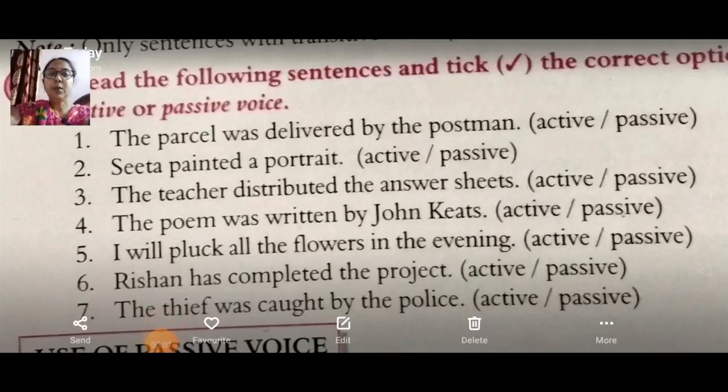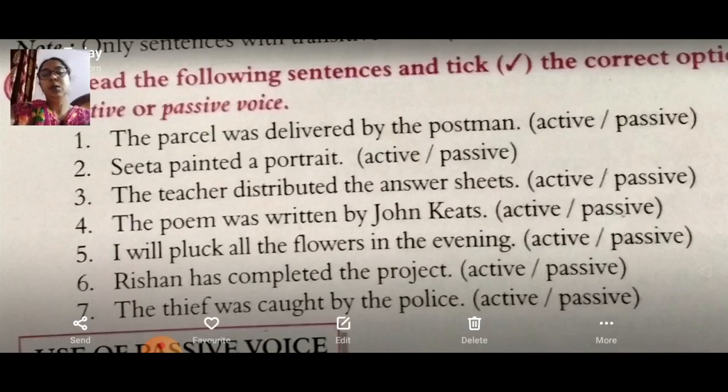First of all, we are going to solve exercise A, which you can find on page number 84 of chapter 16, Active and Passive Voice. Now we are going to solve. Read the following sentences and tick the correct option to state whether they are in the active or passive voice.